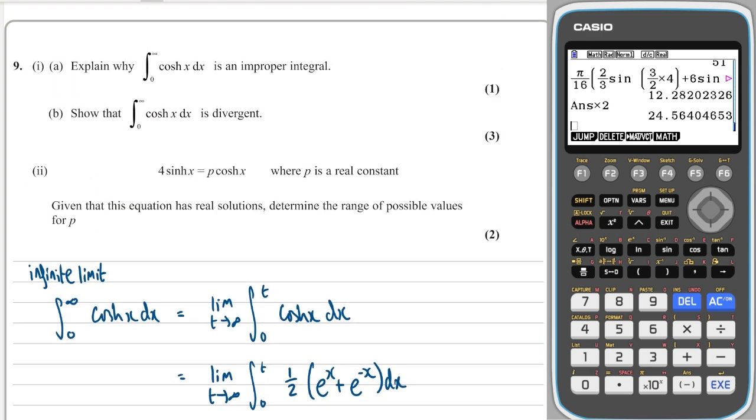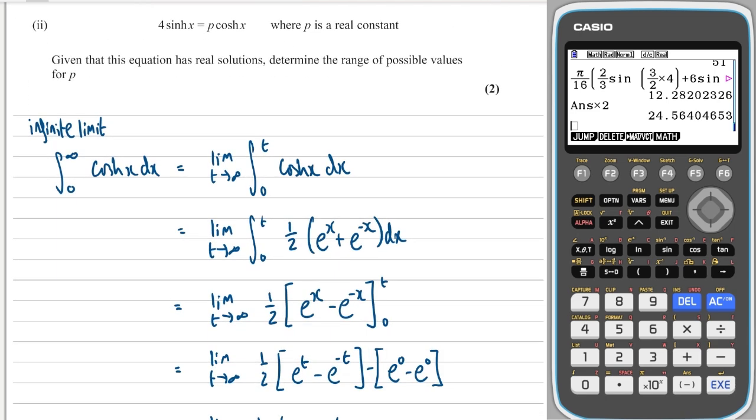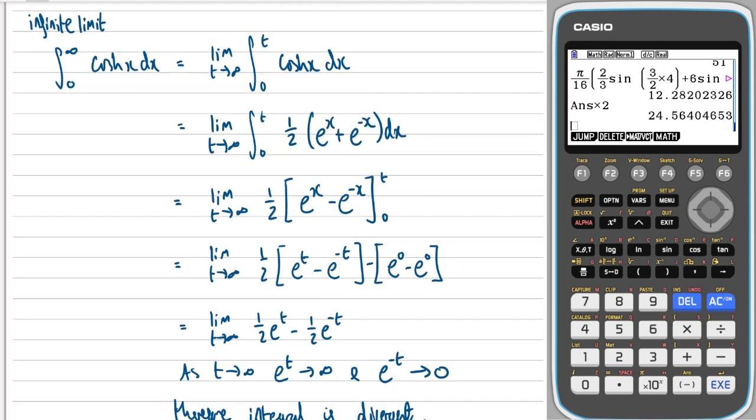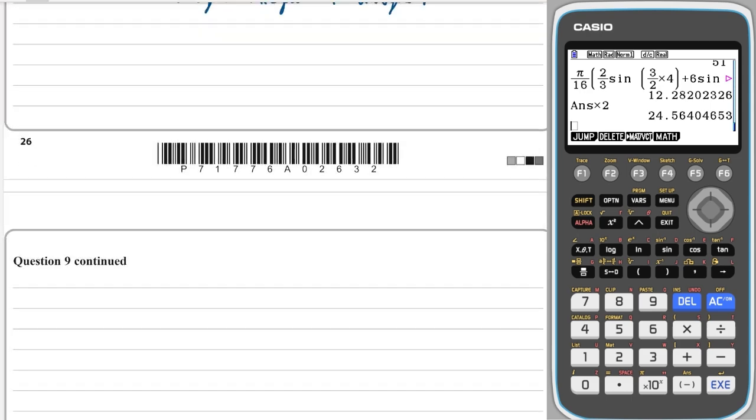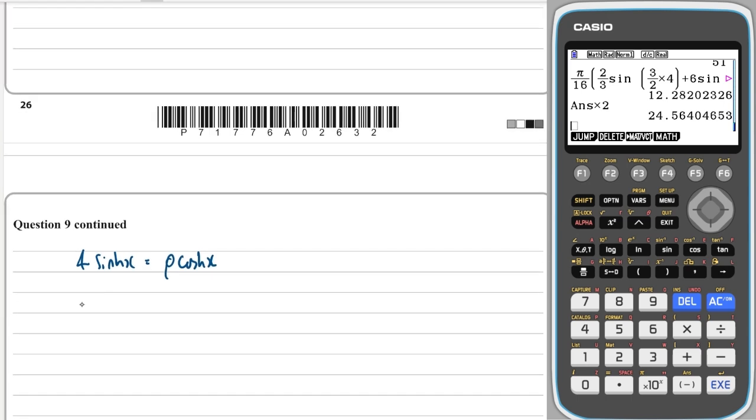Okay, next part. Given that the equation has real solutions, determine the range of possible values for P. Okay, so it's 4 sin x is equal to P cosh x. Divide both sides by cosh x, which is going to give me 4 tanh x, and therefore that's going to equal P over 4.